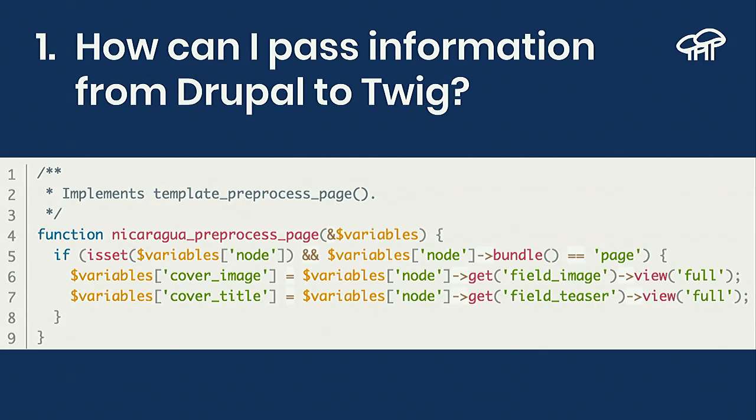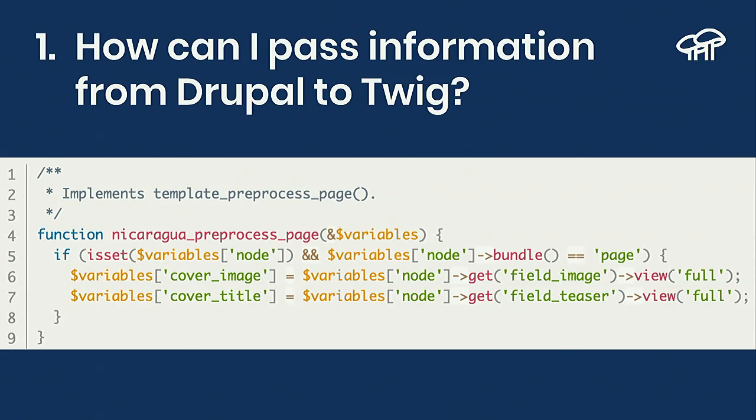And that something is, I am going to create two new array keys. Those two array keys will become variables in the Twig template. And what is going to be stored in those array keys? I look for variable node, so get me the node. Then get field image and field teaser. Those are two fields inside the node.